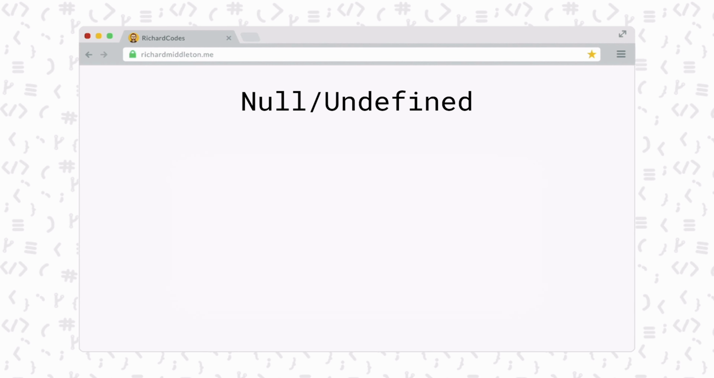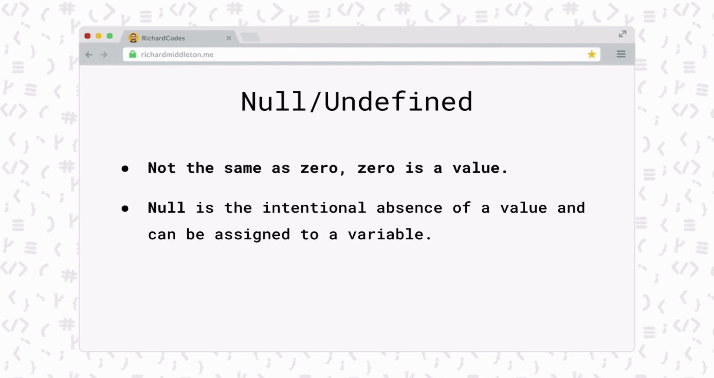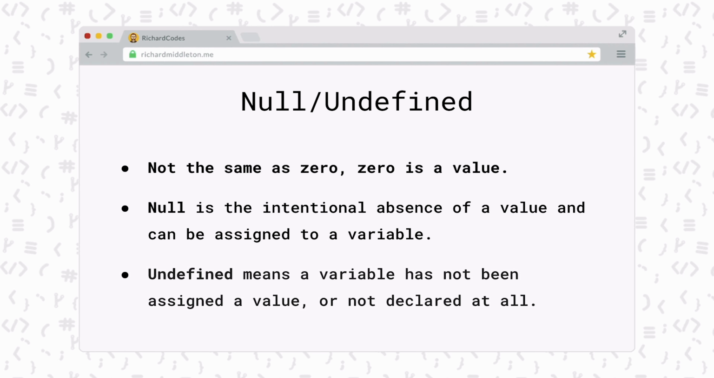And the last type I want to talk about is undefined and null. So these are special values. They're not the same as 0 because 0 is a value. 0 is a number itself. So in JavaScript, we need to know things like the absence of things. So null is the intentional absence of a value and can be assigned to a variable. So if we want to say something doesn't have a value, we can use null. Now undefined means a variable has not been assigned a value or not declared at all.